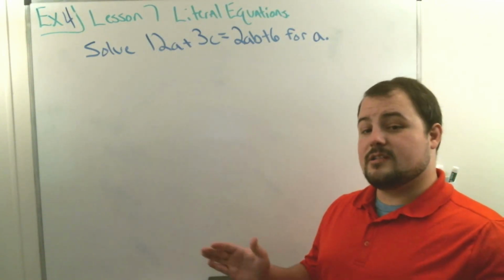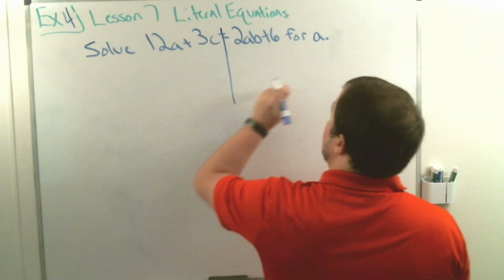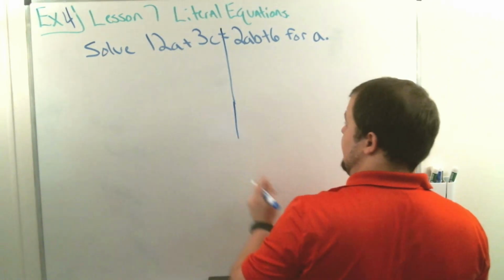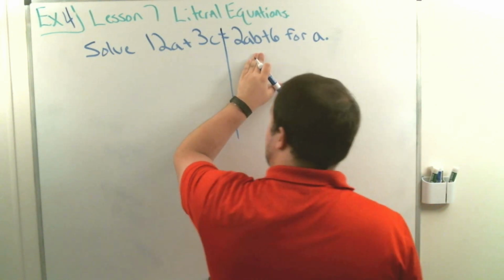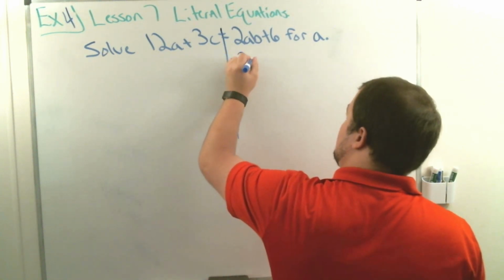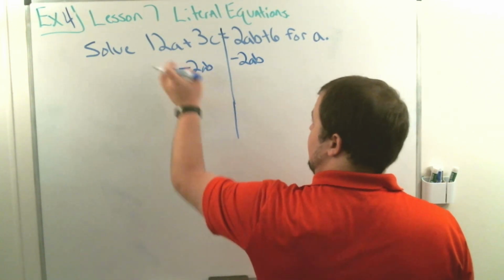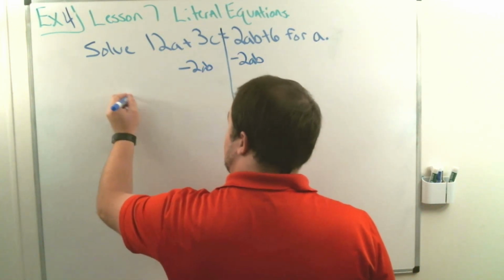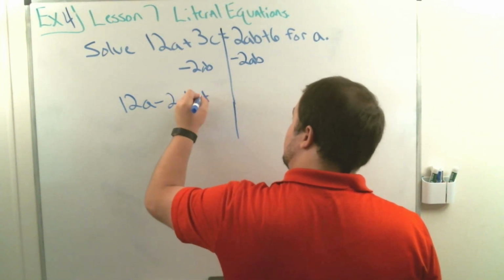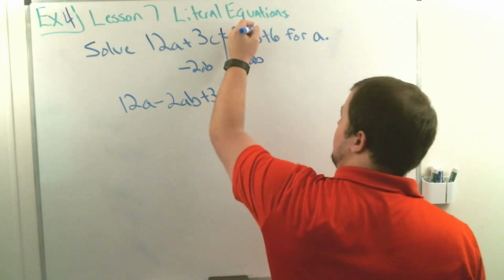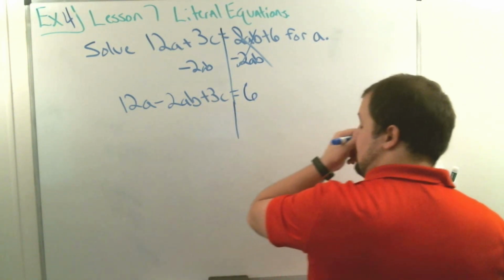The first thing I want to do is move variables to one side. So I'm going to pick what side I want my letter A to be on because A is the variable I want by itself. So I have A on the left, I have A on the right. I'm going to get rid of the smaller one. So I'm going to subtract 2AB, subtract 2AB. I'm going to put my A's next to each other by rewriting this as 12A minus 2AB plus 3C equals, well, 2AB minus 2AB is no AB. And then we just have 6.